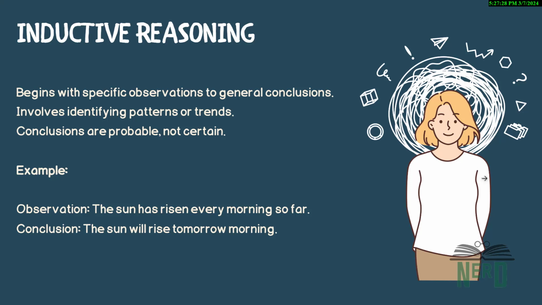So let's say, for example, as you can see here, the observation is that the sun has risen every morning so far, and the conclusion will be what? The sun will rise tomorrow morning, right? So that is the observation, and you got your conclusion. But let me give you another example, then you'll understand clearly.